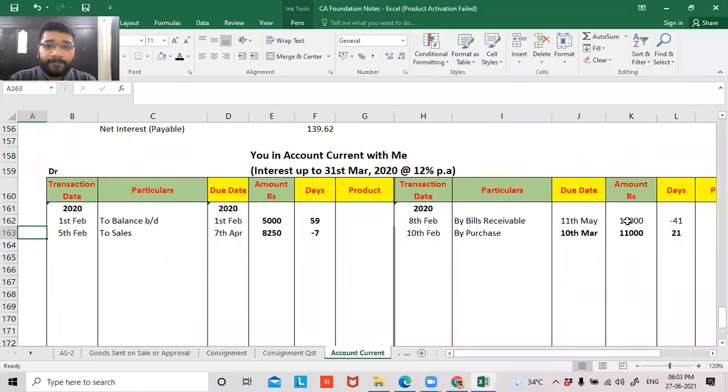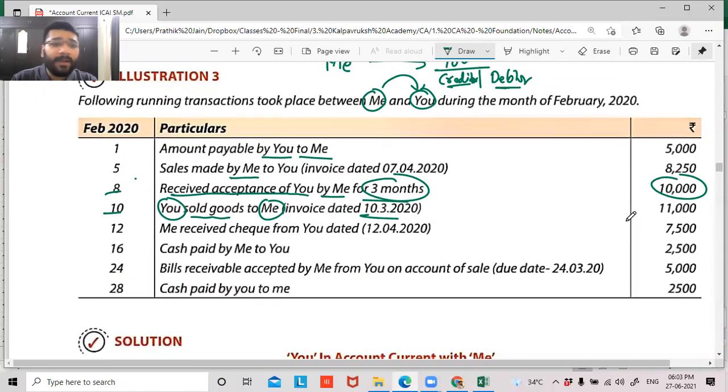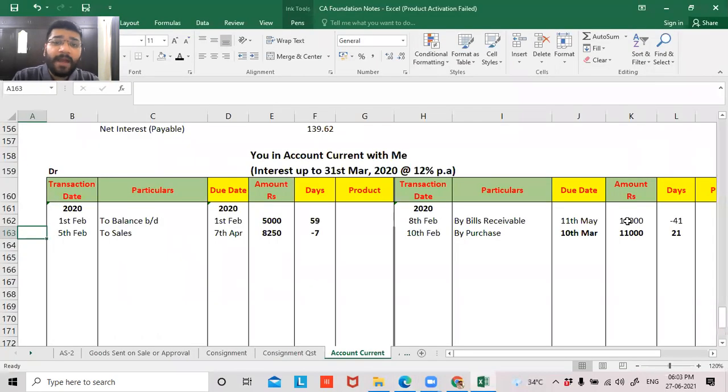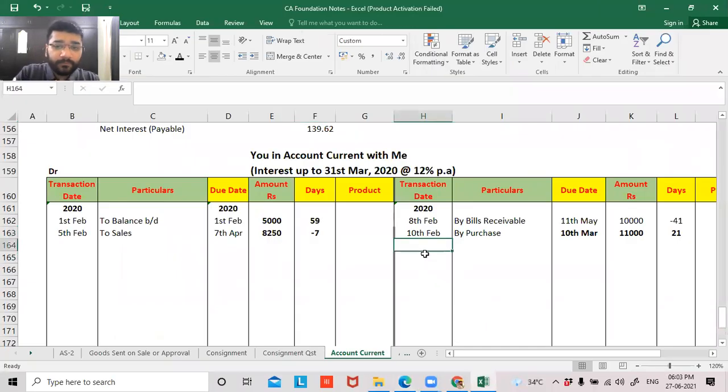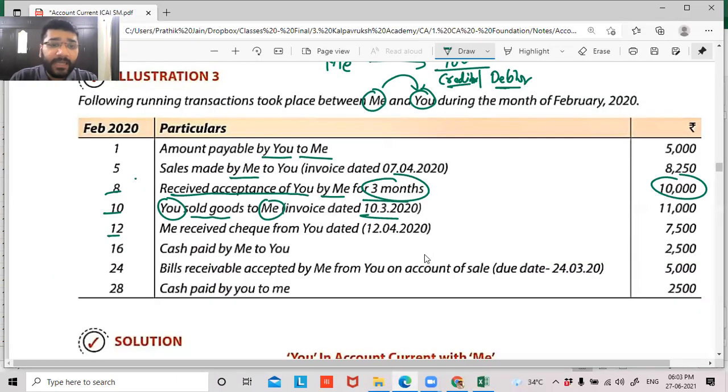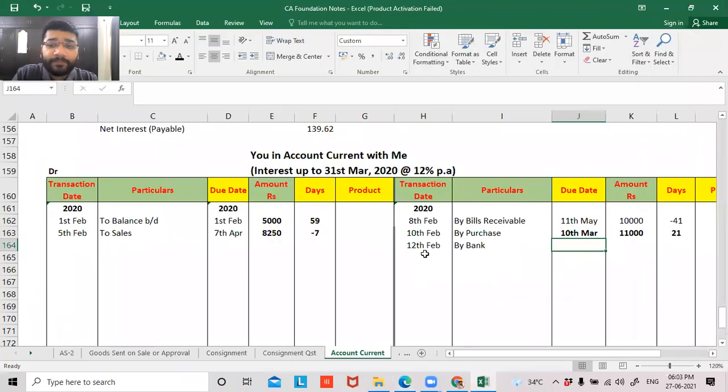Okay, sir. Coming back, guys. So next is 12th. We received a check from you. Me means we. We are receiving the check. So can I say bank account debit to you? Bank account debit to you. So can I say buy bank? Buy bank. And guys, it is 12/4/2020.